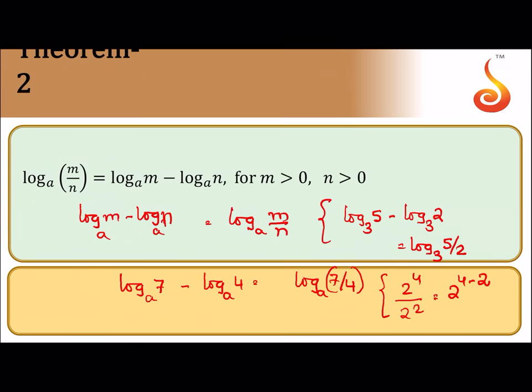How did it come? See, 2 to the power 4 by 2 squared. How do you write it? 2 to the power 4 minus 2.